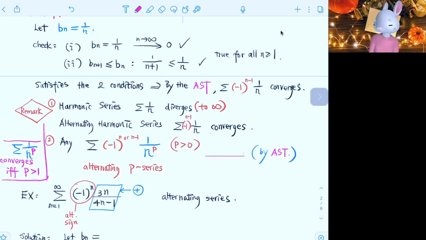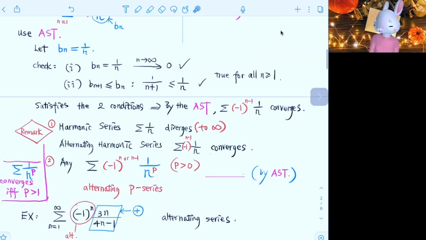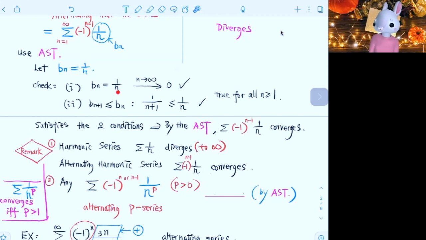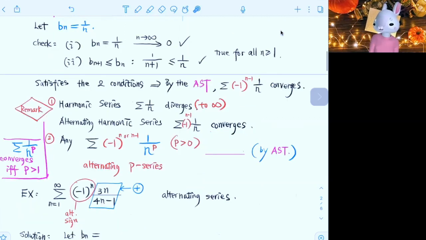Now, what happens if I make it alternating? If I put the alternating sign in front, then by the alternating series test, by similar reasoning, 1 over n to the p will also go to 0 as n goes to infinity. And 1 over n plus 1 to the p power should be less than or equal to 1 over n to the p power. It's similar reasoning: the denominator will be bigger, so the reciprocal will be smaller. So by similar reasoning, we can conclude that the alternating p series converges for any p greater than 0.